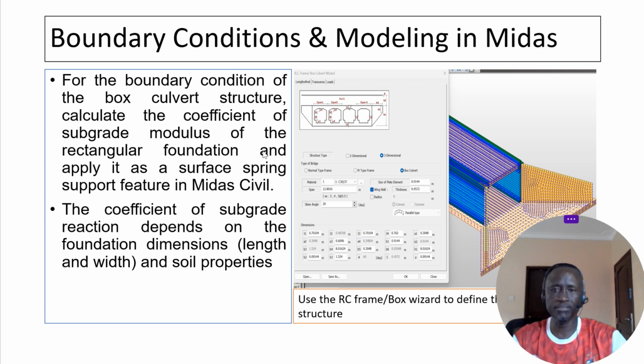Boundary conditions and modeling in Midas. For the boundary condition of the box culvert structure, calculate the coefficient of subgrade modulus of the rectangular foundation and apply it as a surface spring support feature. I've given you that. That is the spring constant: the bearing capacity divided by the allowable deformation.